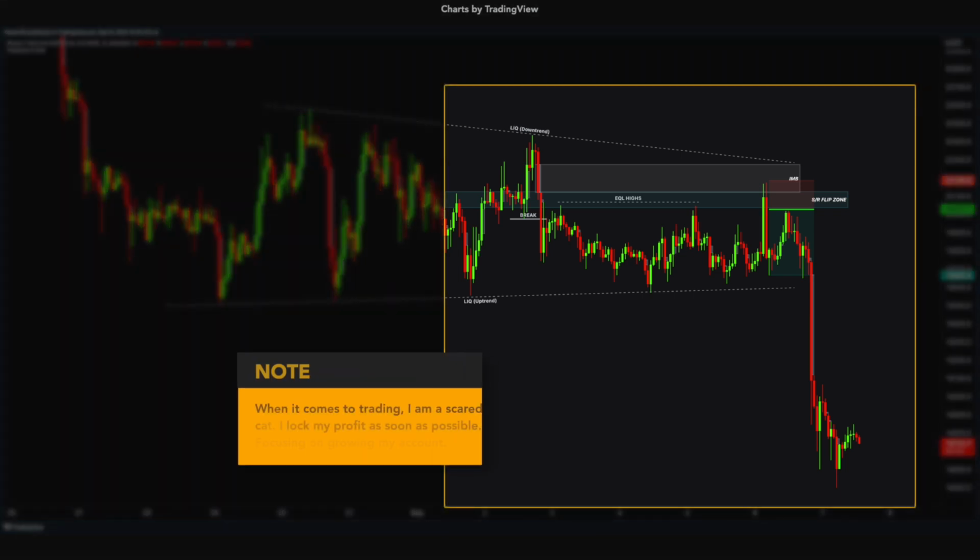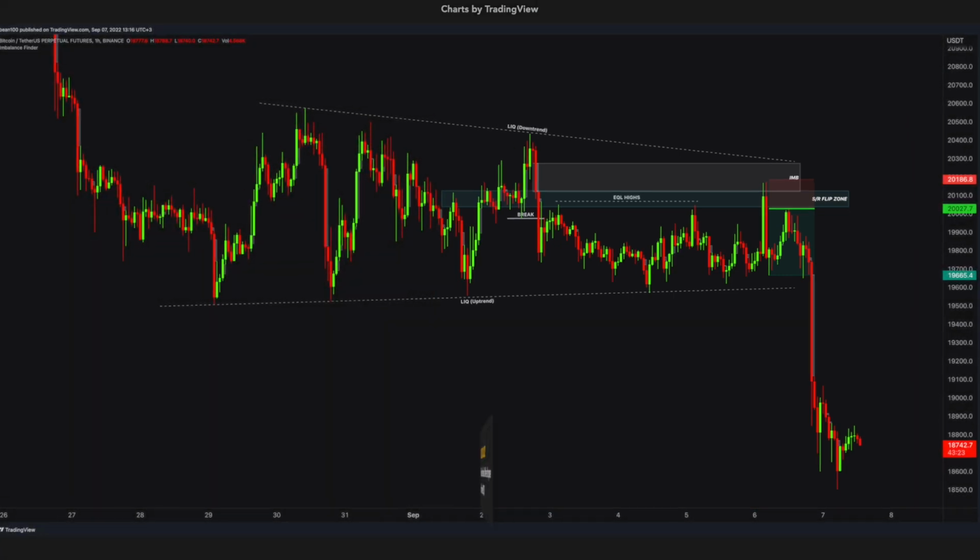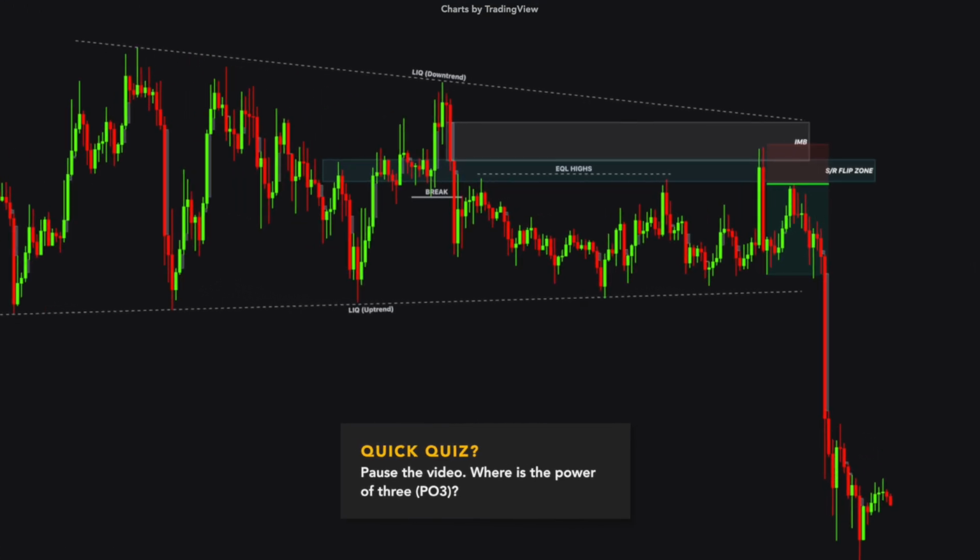I took my trade around here once the equal highs and imbalance were hunted, and my target was the liquidity pull downside. To be honest, I closed the trade a bit early. Well, I always lock my profits and focus on growing my account. By the way, can you see the power of 3 here? Please pause the video and tell me where the PO3 is.